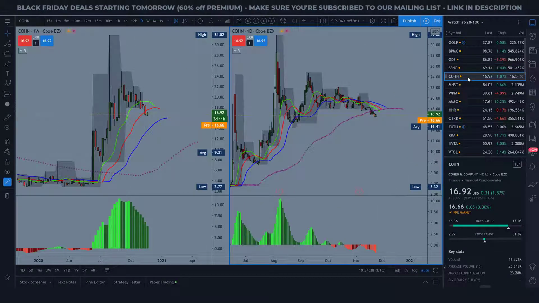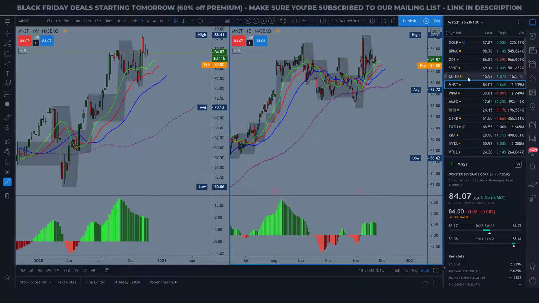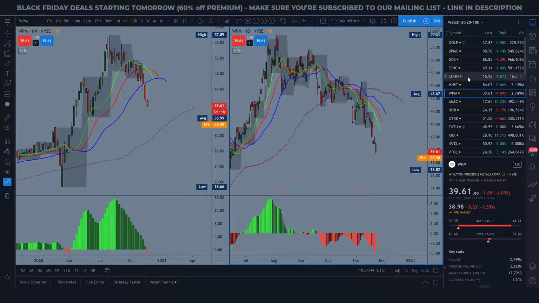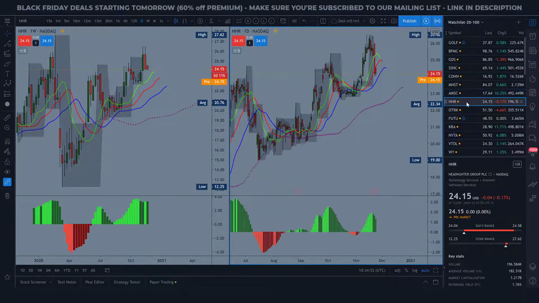Okay, another one. This one is not a setup 1 anymore. This is not pretty. This can be deleted now. It's moved quite far below. Not a setup 1.